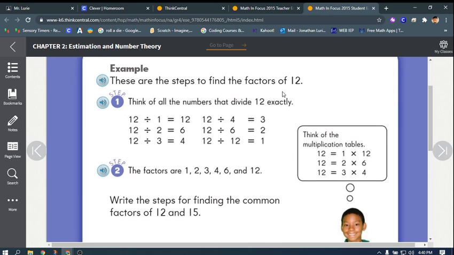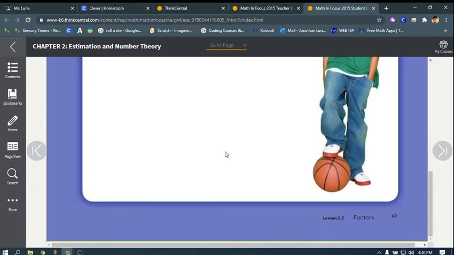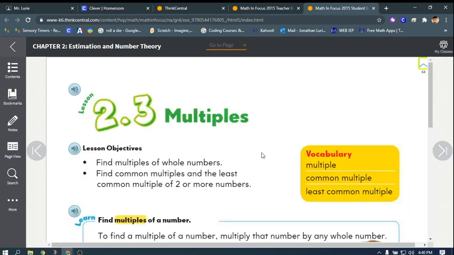These are the steps to find the factors of 12. Oh my gosh, so interesting. Hopefully we're doing all this stuff, which will bring us to the next lesson, multiples. All right, thanks for sticking in there for half an hour. Hopefully we watch this tomorrow.